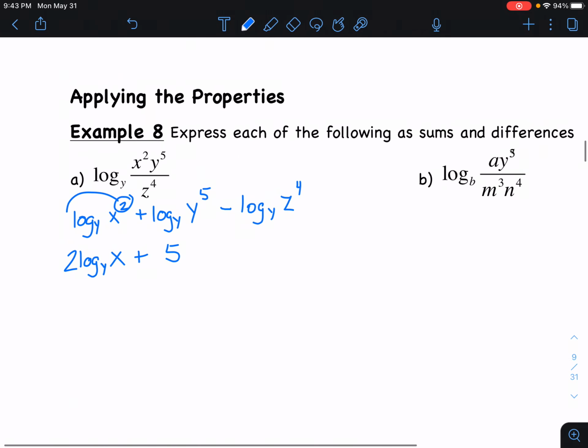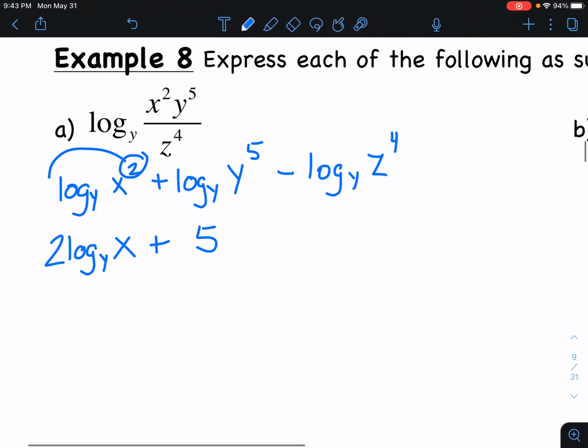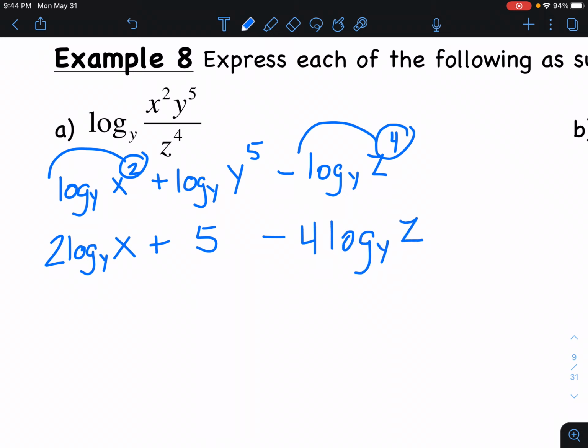So we shortcut that and we say it's got to be 5 because y to the 5th is equal to y to the 5th. And then minus. The only thing we can do for this guy is we move this 4 out in front. So this would be 4 times the log base y of z. And then we're done with that problem.